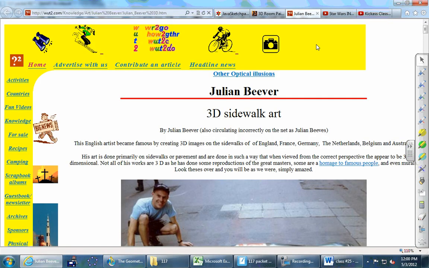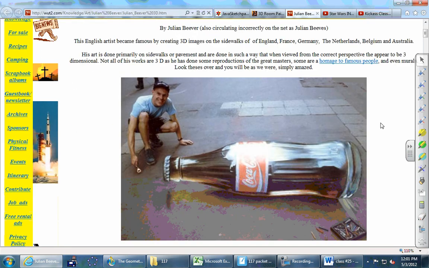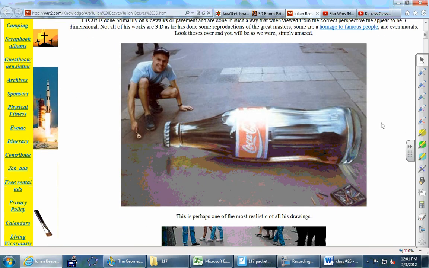Okay, so a couple of people in this room have mentioned this guy who does sidewalk art. I don't know that he's the only one, but I feel like he's the most famous one. So there he is. His name is Julian Beever, and here is a large Coke bottle. Where does that large Coke bottle exist? On the sidewalk. That is drawn using chalk on the sidewalk. It is not 3D. It is not coming out of the sidewalk. It is drawn on the sidewalk.